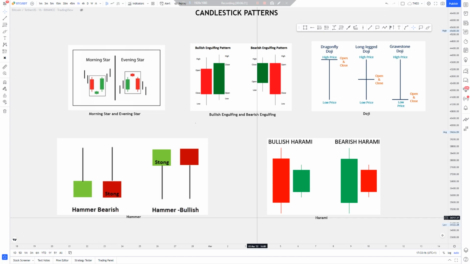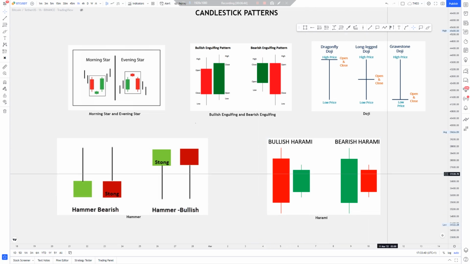Okay, now to the last one, we're talking about the harami. Now, the name harami might sound very scary, but trust me, it is not a very scary candle. When we talk about a harami, it can be bullish or bearish, and it's a reversal chart pattern. The name harami was derived from the Japanese word harami, which means pregnant.